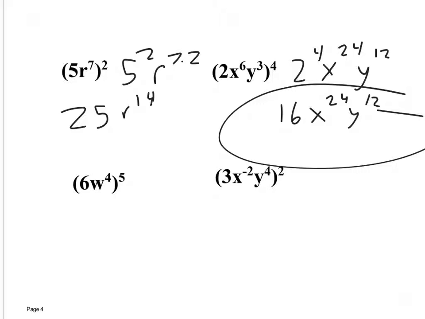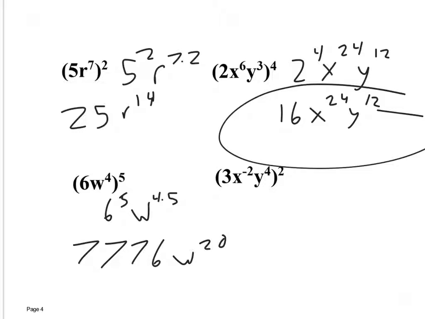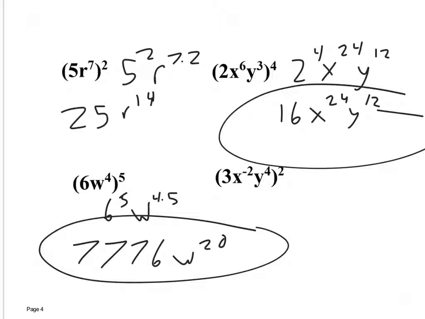You distribute that 5 out, so it should get 6 to the 5th, w, and then 4 times 5. When you raise a power to a power, you multiply. Now, 6 to the 5th, I told you, is 7,776. And 4 times 5 is 20, so w to the 20th. Any questions how to do that?